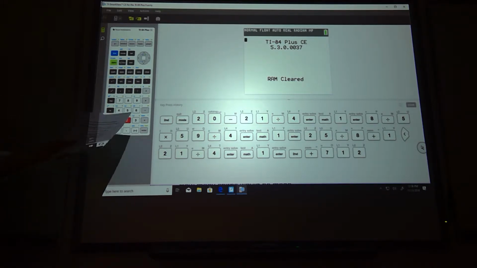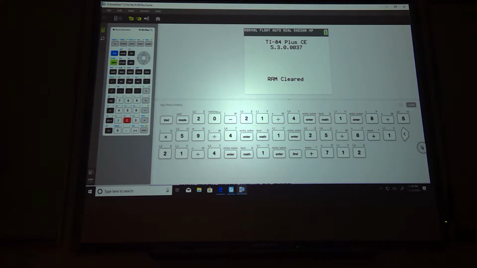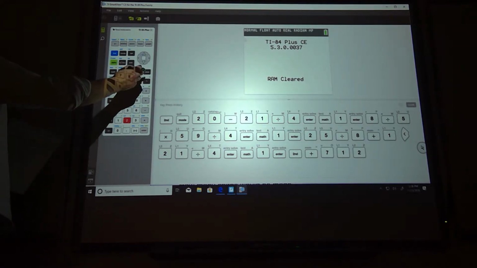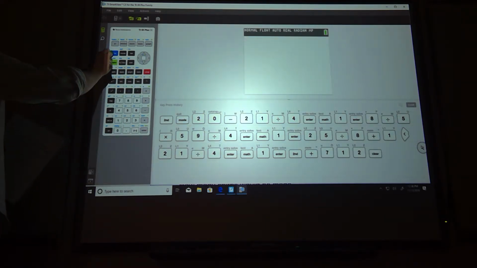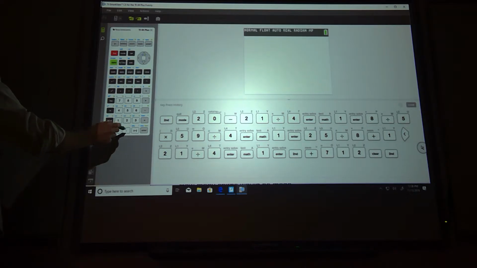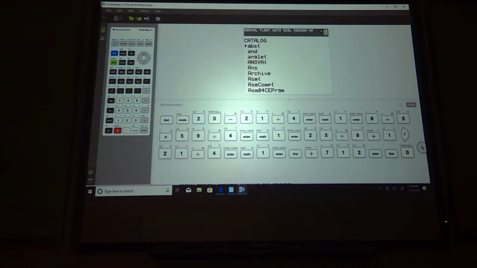All right, so did everyone get here? RAM stands for random access memory. Oh, it's instant memory. Oh, wow, I didn't know that either. All right, so you can hit clear. Now I'm going to do this. I need to go second catalog. So second, 0. Still with me?